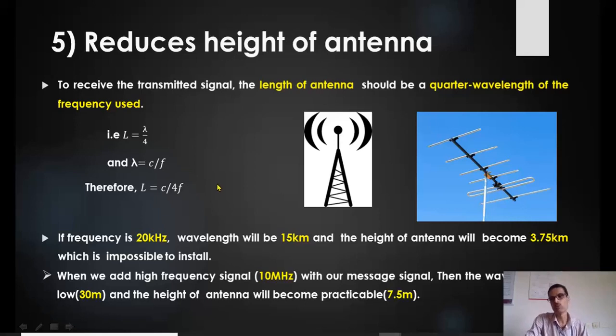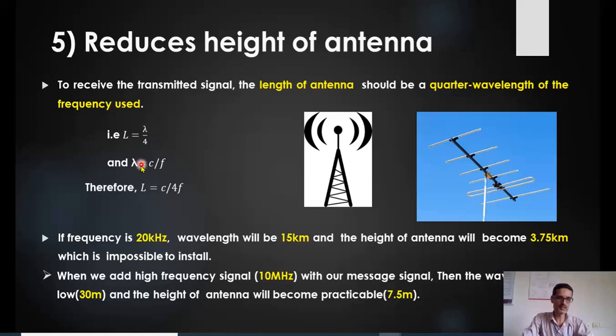Now, this is one of the very important advantages: it reduces the height of the antenna required for transmitting or receiving purposes. How are the length of the antenna and the frequency of the signal related? Just look at this. In communication, the length of the antenna should always be a quarter wavelength. That is, the length L should always be lambda by 4. What is lambda? Lambda is the wavelength of the signal which I am using for transmitting.